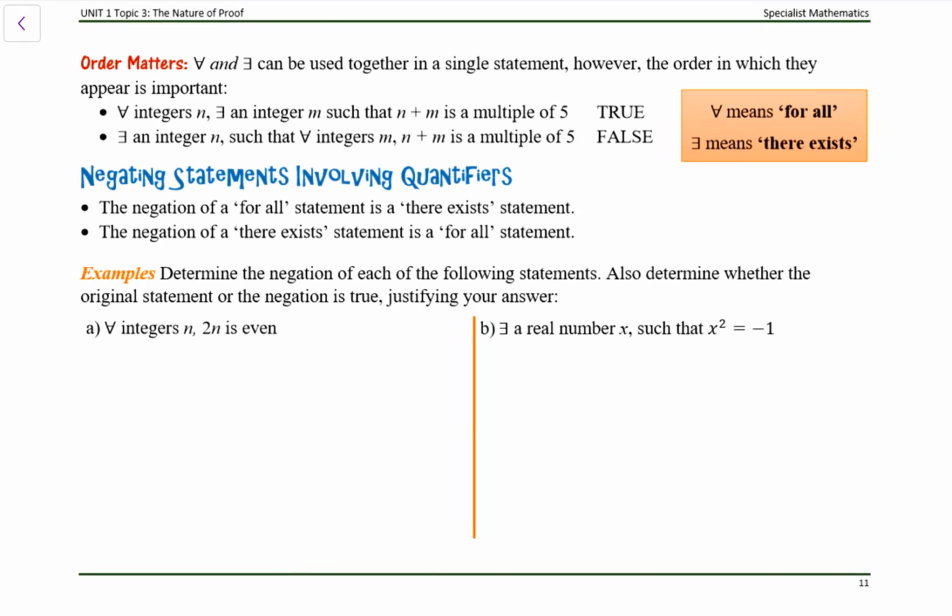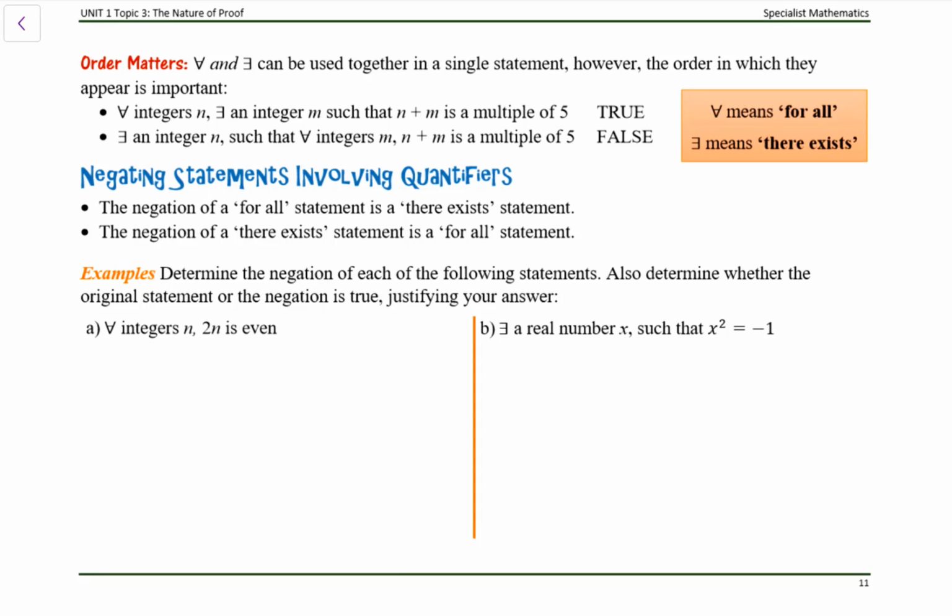Now note, order matters. For all and there exists can be used together in a single statement. However, the order in which they appear is important. For all integers n, there exists an integer m such that m plus n is a multiple of 5. Now that's true.